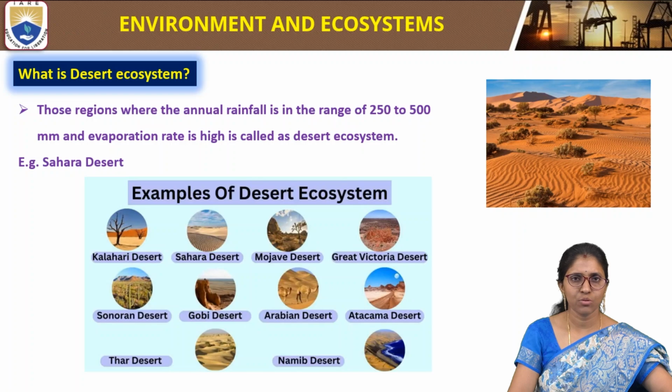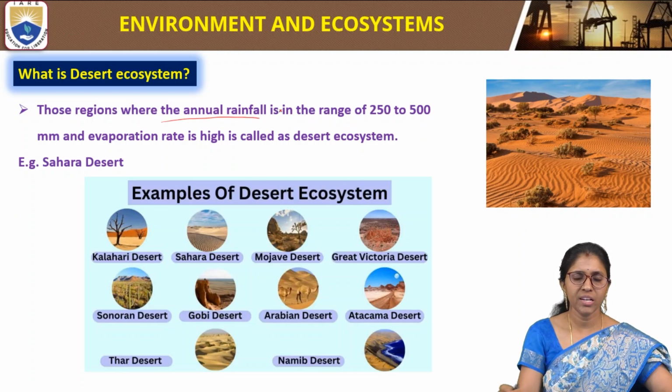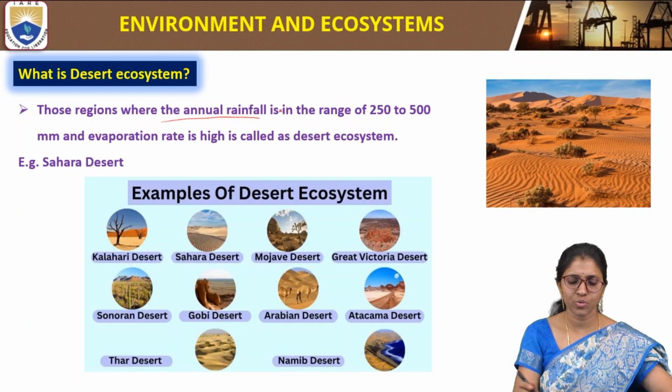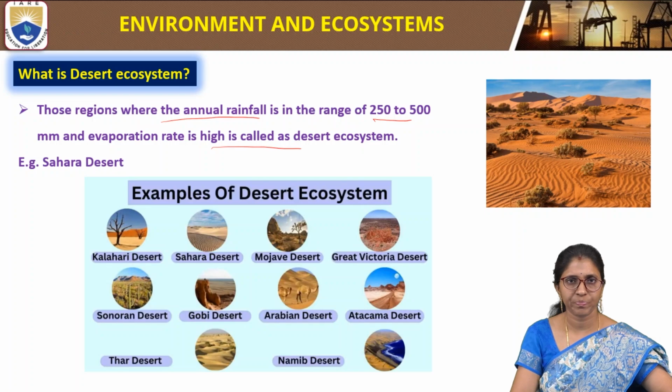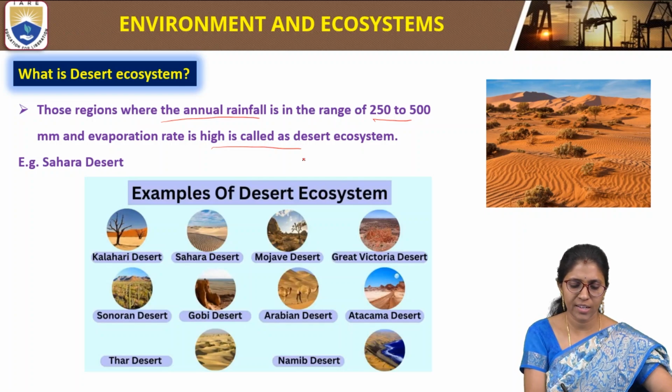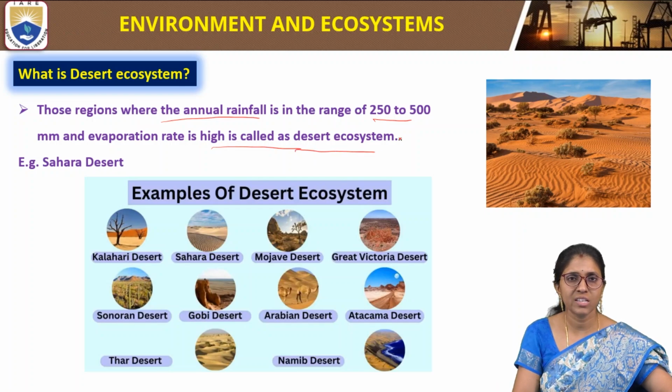What is a desert ecosystem? A desert ecosystem means those regions where the annual rainfall is in the range of 250 to 500 millimeter and the evaporation rate is very high. That ecosystem is called a desert ecosystem.